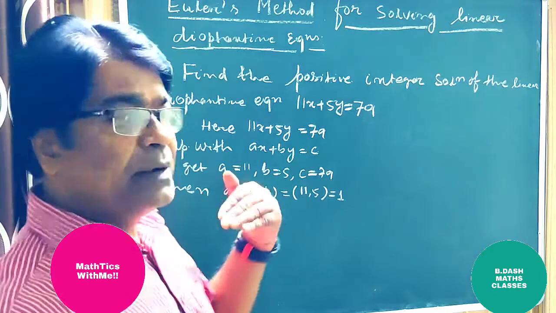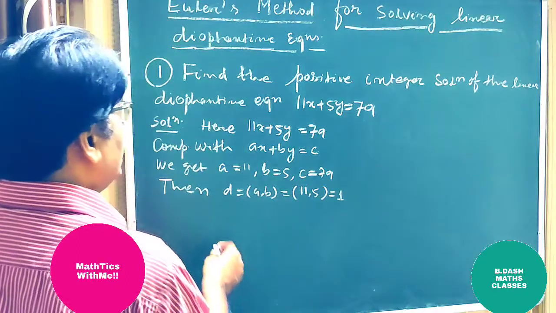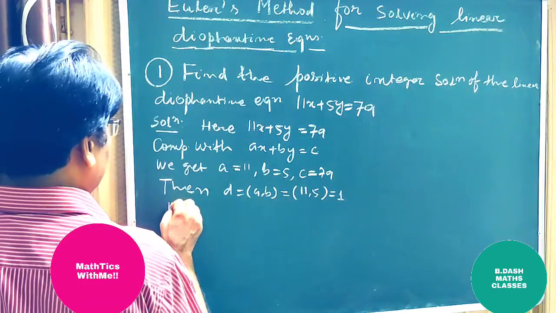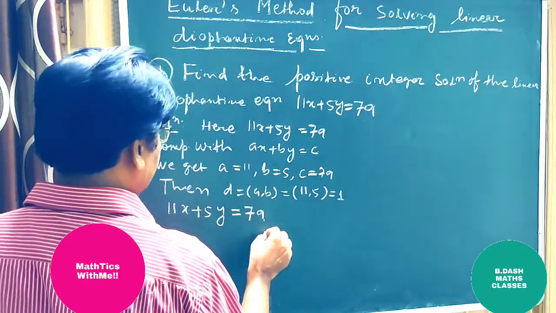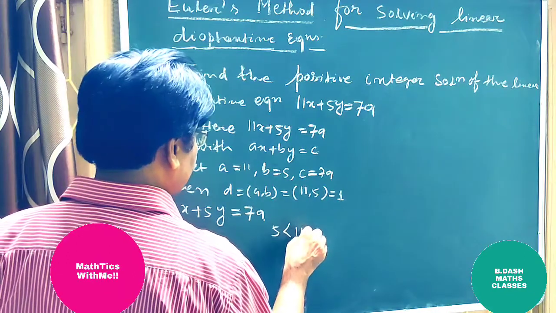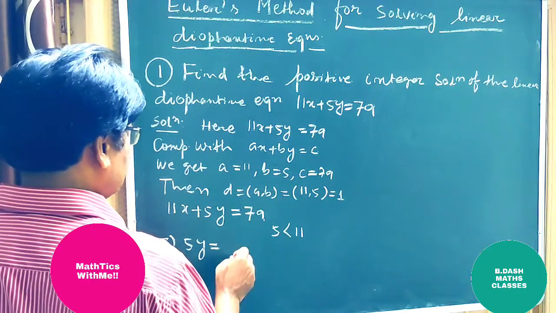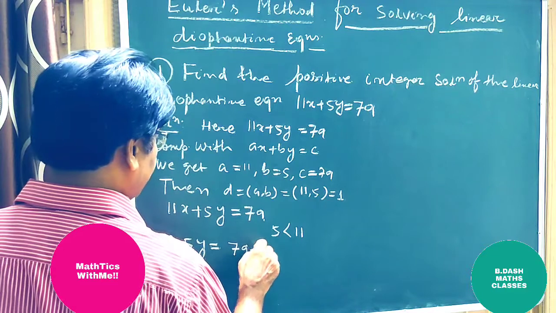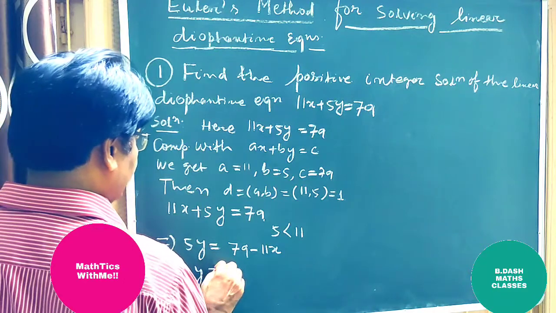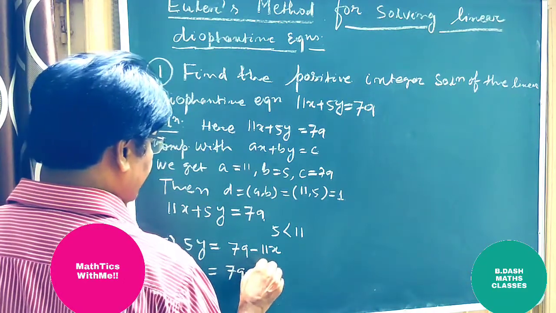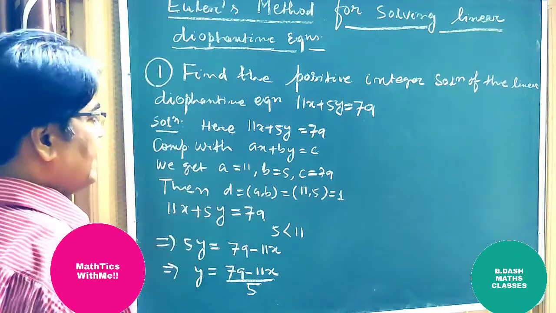So now we have to apply Euler's method to solve this linear Diophantine equation. Here 11x plus 5y is equal to 79 and 5 is less than 11. So we can write 5y is equal to 79 minus 11x. So this gives us y equals 79 minus 11x by 5. So we are getting this value.